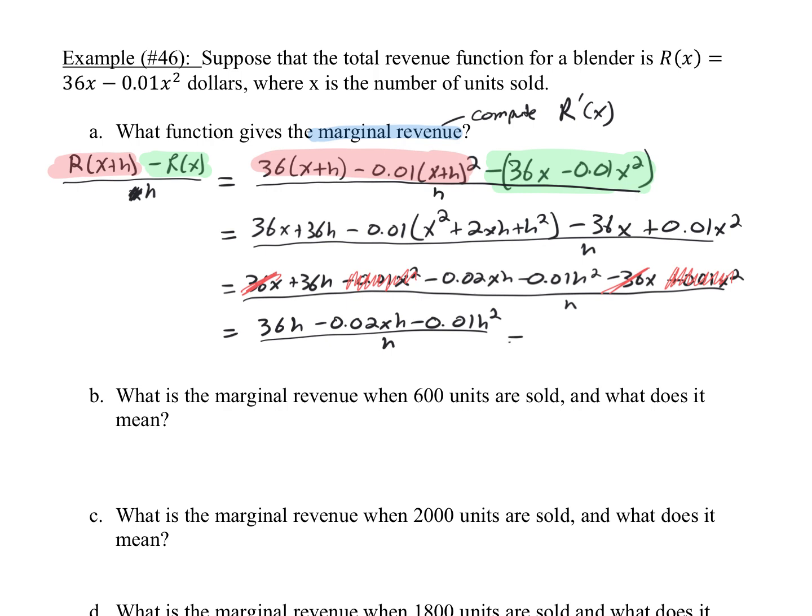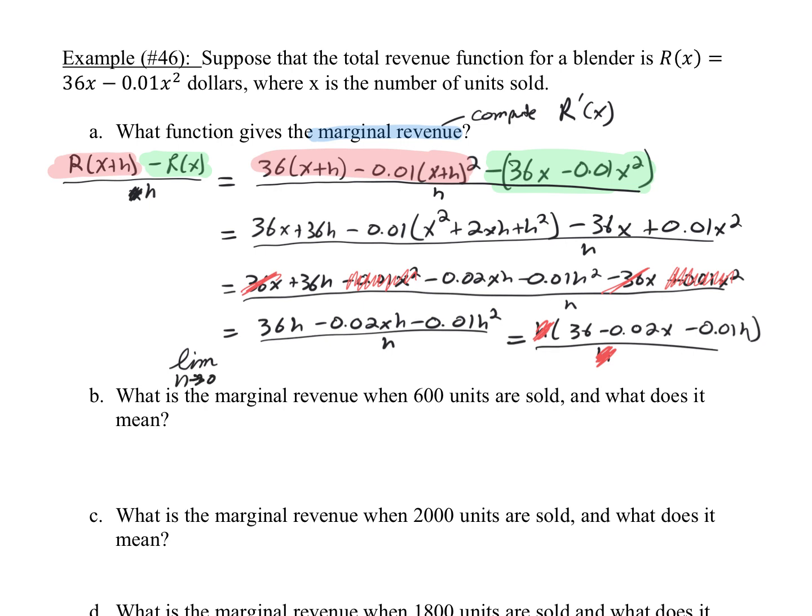What we did in the previous example, we just keep following that pattern. We want to factor h out of the numerator. We get 36 minus 0.02x minus 0.01h. And then because it's all over h, the next thing that always happens is that h reduces out of our problem. Now, remember that a derivative is a limit of this quotient. So we do need to use this limit notation. It's the limit as h is approaching 0.